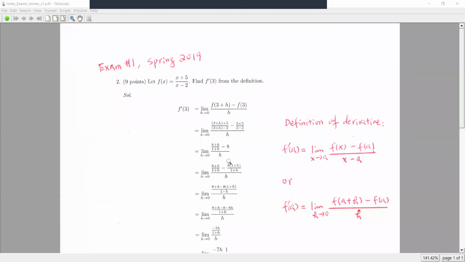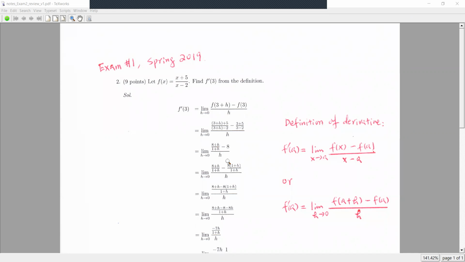To find this limit, we can try direct substitution. Plug in 0 for h, but then we will have 0 over 0. We cannot tell the limit. So to find this limit, we need to simplify this function.